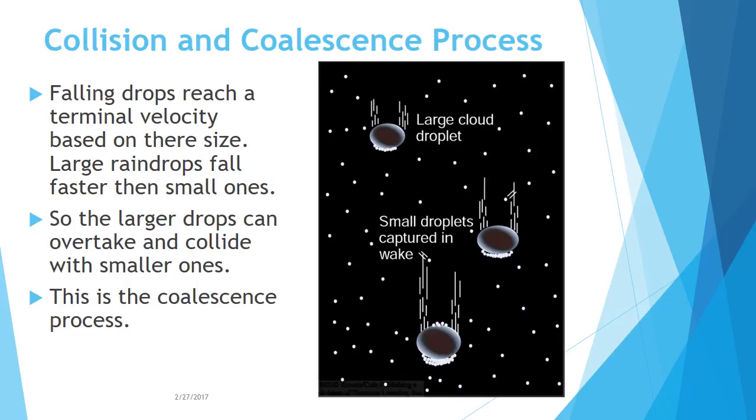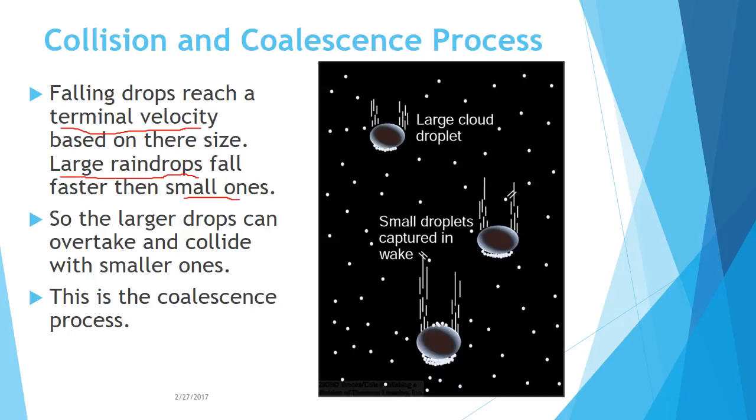Our last process is the collision and coalescence process. When water droplets form, they reach what we call terminal velocity. Every object has a maximum. What is terminal velocity? Basically, every object has the ability to fall, and the fastest velocity it can get is what we call terminal velocity. This terminal velocity depends on the size.